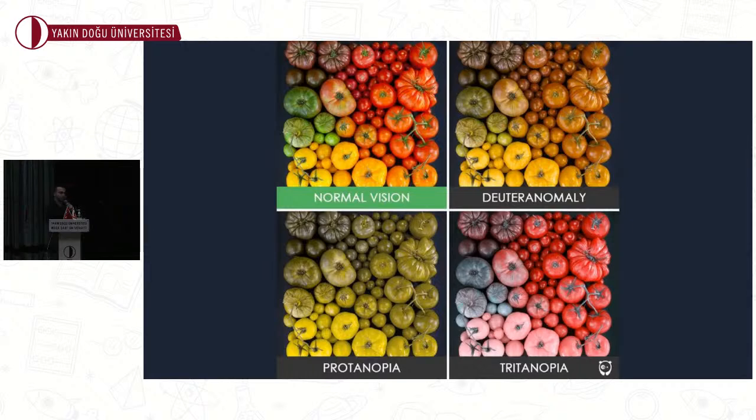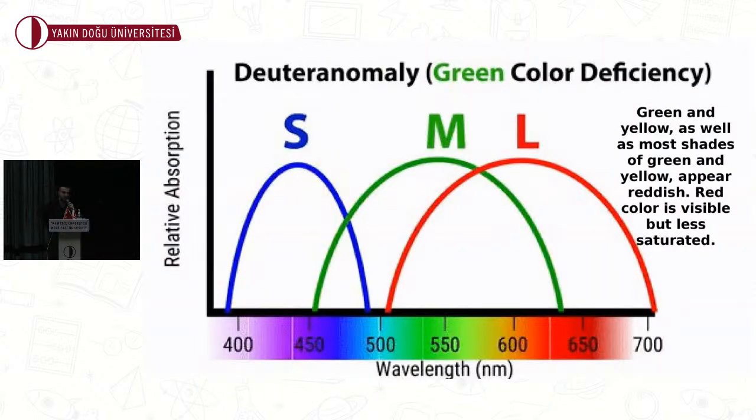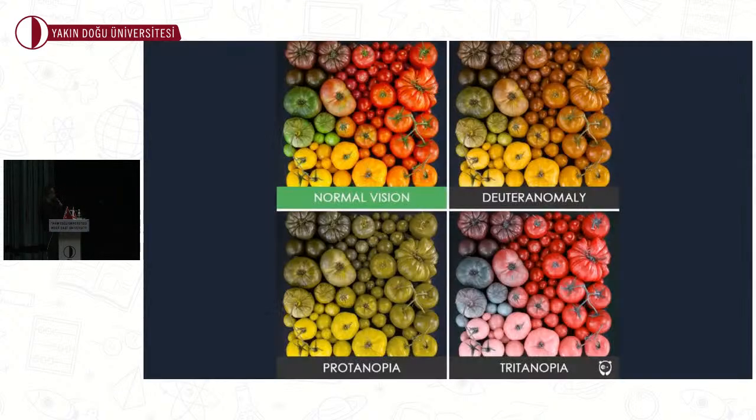In deuteranomaly, as I said, deuter is for green, so you have a green color deficiency. Your green cone will shift towards the red wavelength. So what happens is your greens will appear more towards orange. And as you can see here, this is your greens, and now they have more of an orange color to them.